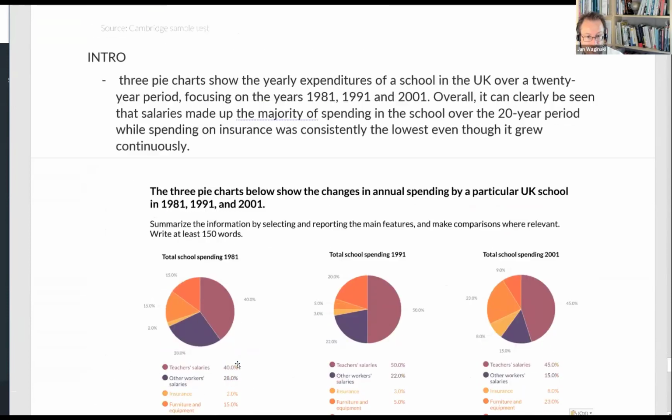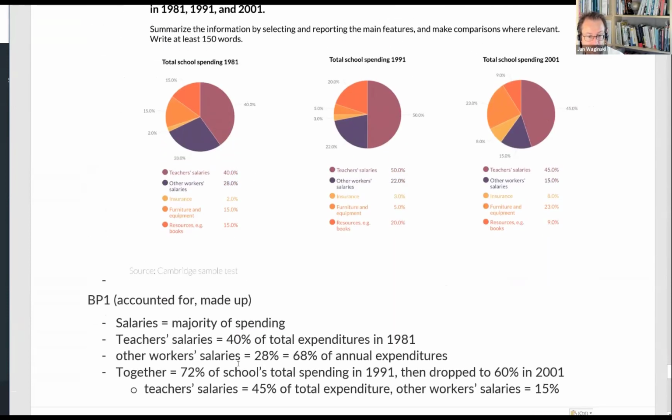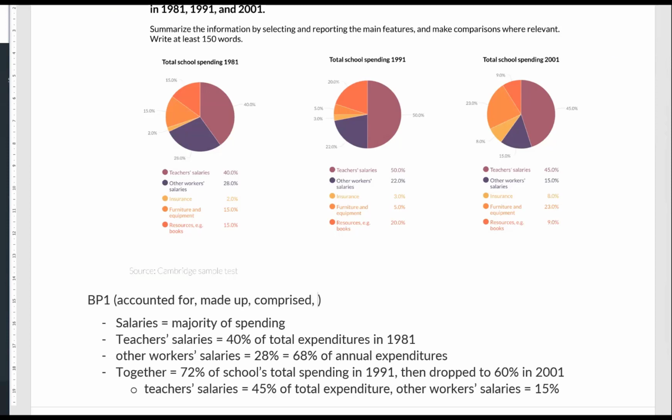We already did the intro. We spent a lot of time on that. Let's just do body paragraph 1. Okay, remember to use these words: accounted for, made up. What are other synonyms for these two? Comprised of. Comprised of is used a little bit differently, but okay. And then we've got one more. Constituted. So these are the verbs that you're going to use over and over and over again in writing task 1.